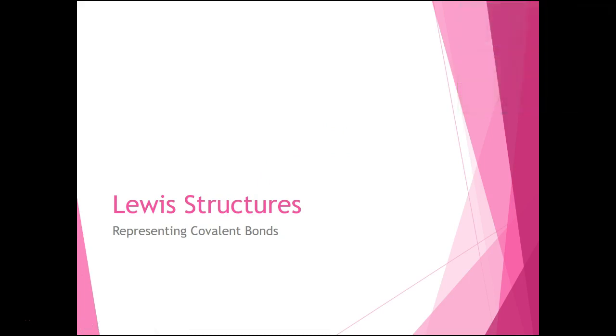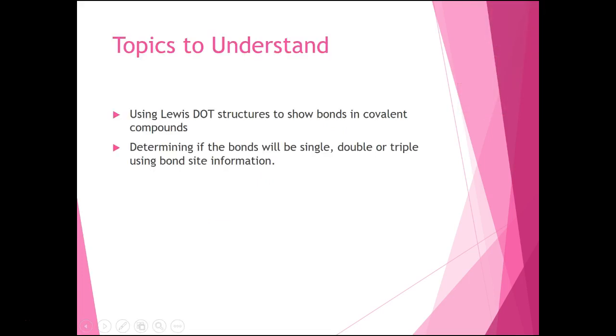So the things we're going to understand here is using Lewis dot structures to show bonds in a covalent way, and determining if bonds will be single, double, or triple by using some information about the number of bonding sites that we're going to have and the octet rule for the number of electrons that every atom needs to have.